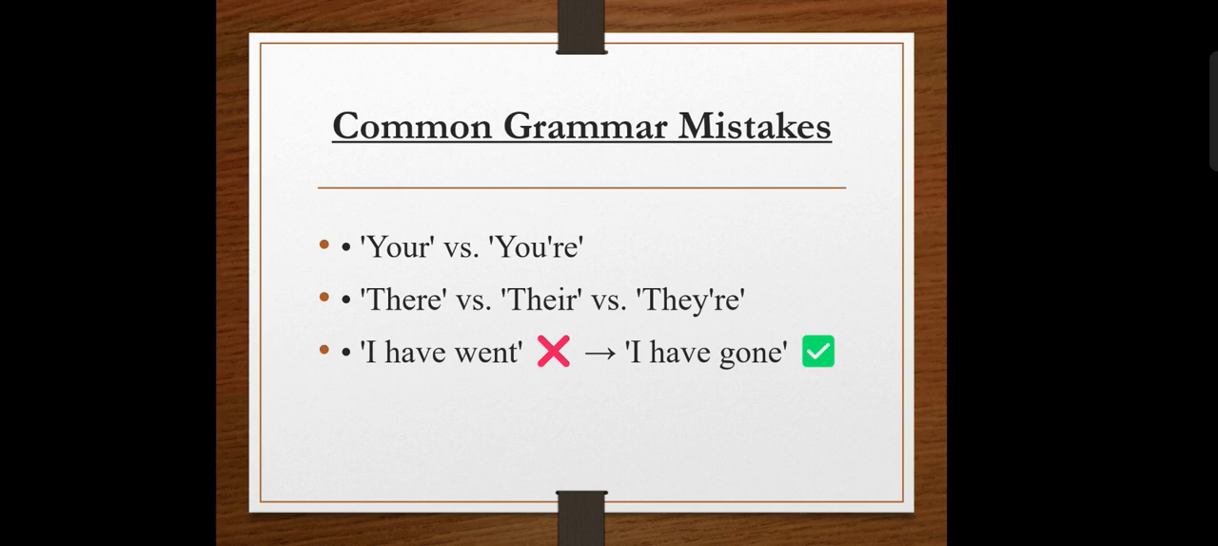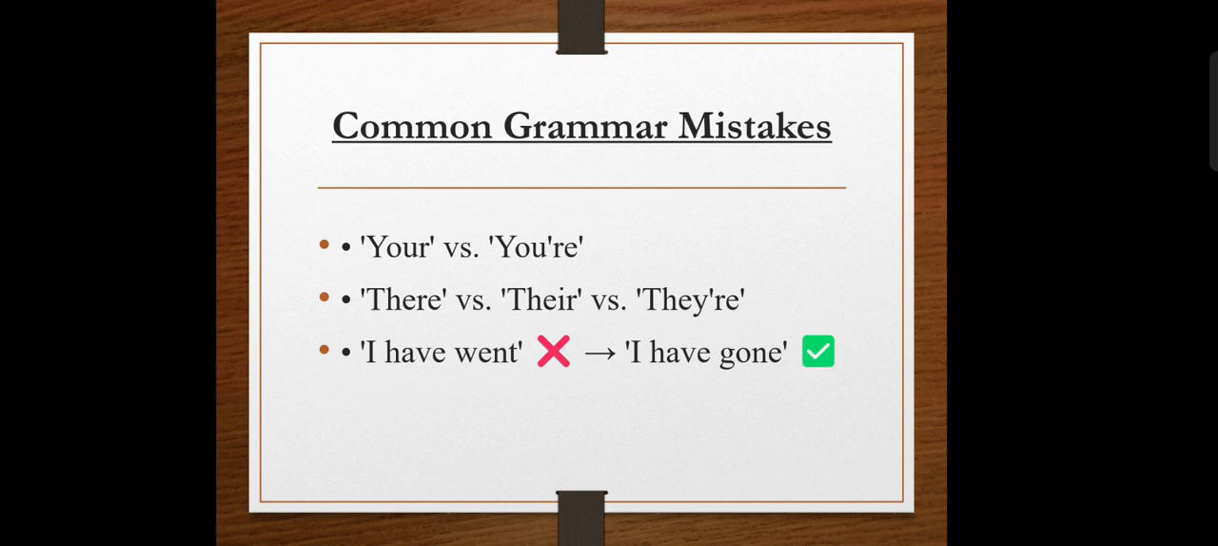But when we are saying Y-O-U apostrophe R-E, you're, it is called you are. It is the short form of you are, which means you are happy, you are a boy, you are a girl, you are sad, you are a teacher.